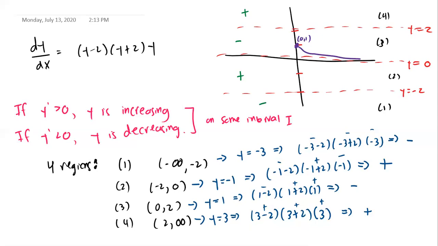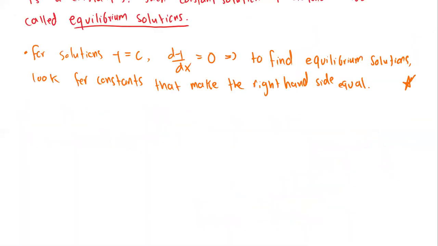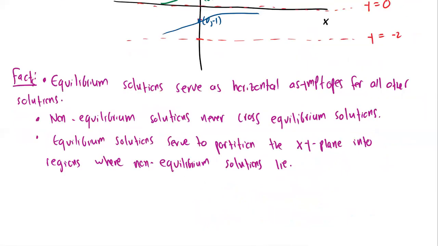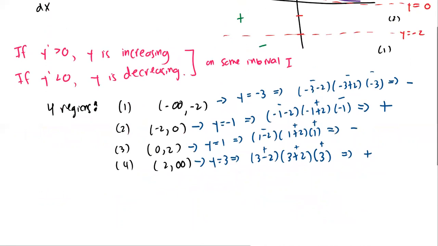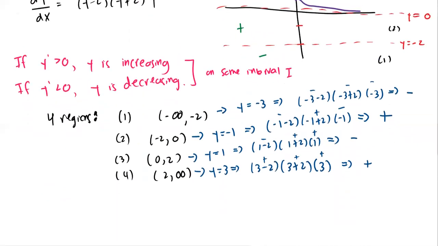Now, let me remind you of something that I wrote in the previous video, that one of the facts about equilibrium solutions is that they serve as horizontal asymptotes. And I said I was going to talk more about this later. So what does it mean that our solutions serve as horizontal asymptotes? For our purposes, that's going to mean that as x becomes very large, in either the positive or the negative direction, our solutions have to approach the asymptotes.